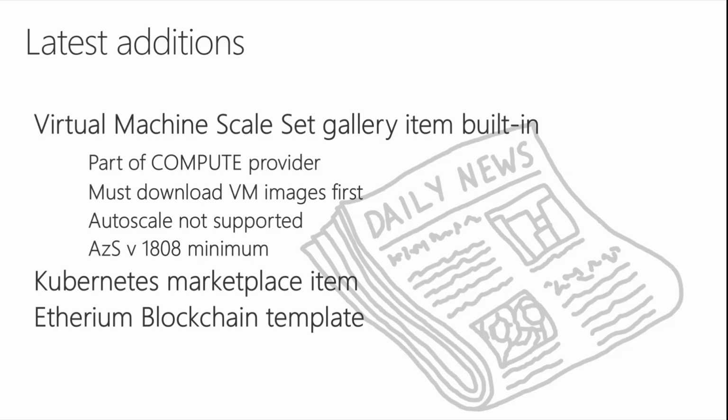But the scale set is there, and it goes way back for quite a while. As far as the minimum version, we're way past 1808 now. There's also a Kubernetes Marketplace item and even an Ethereum blockchain template.